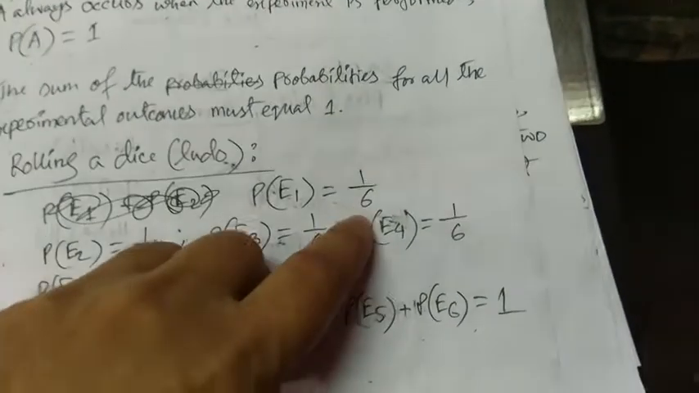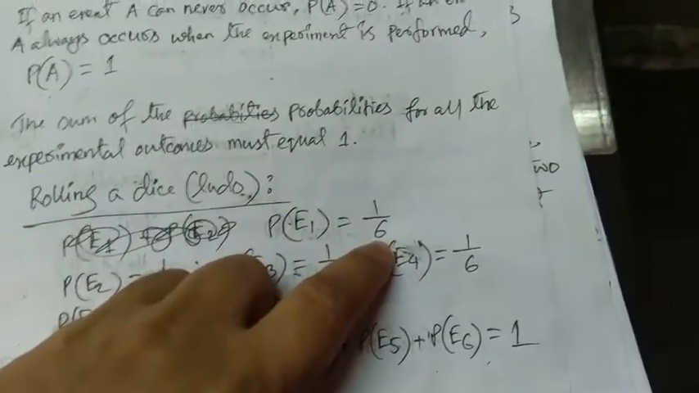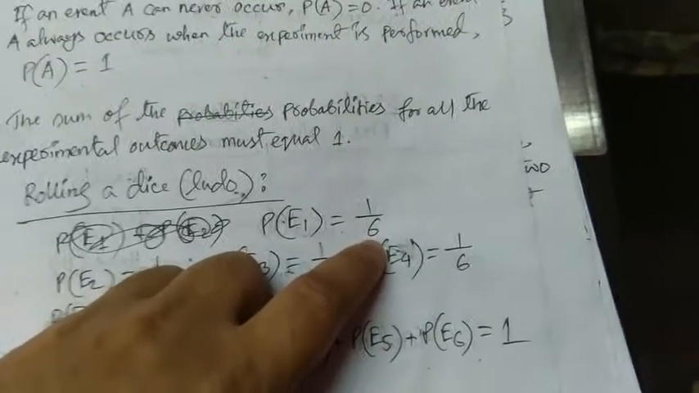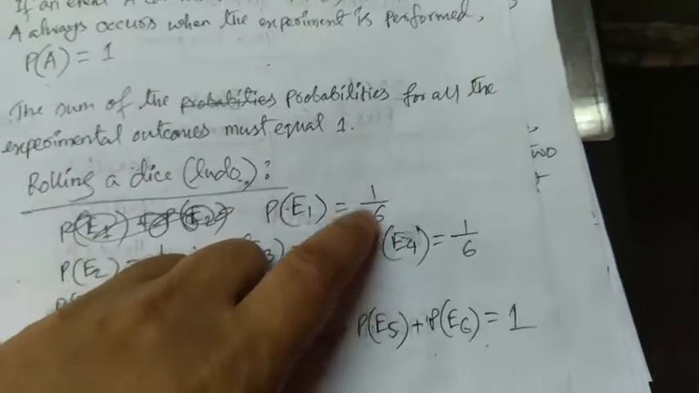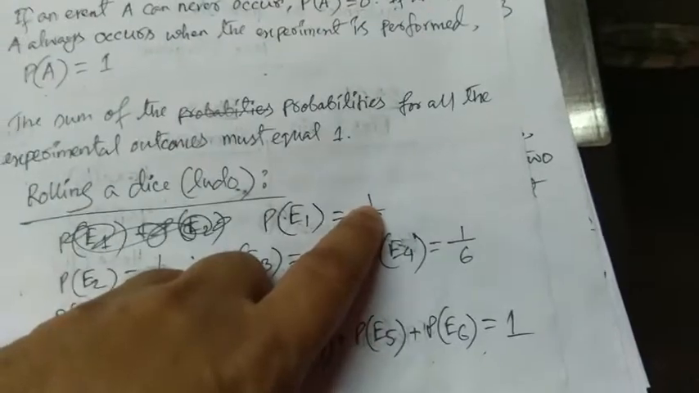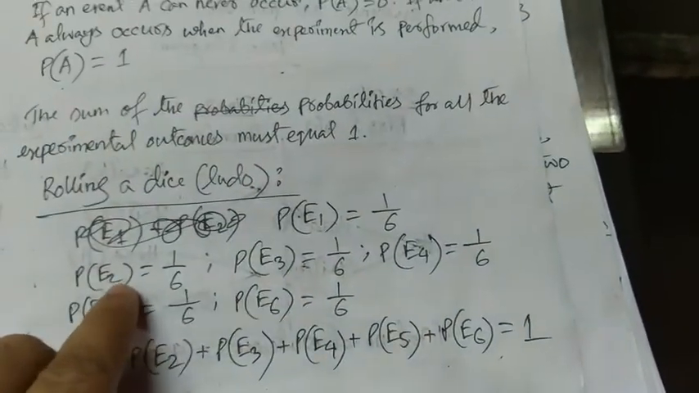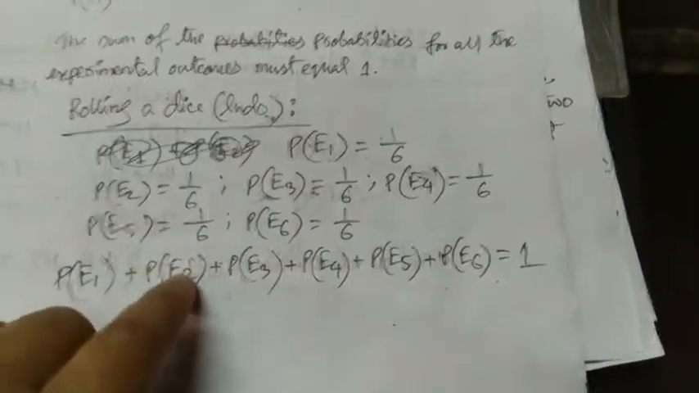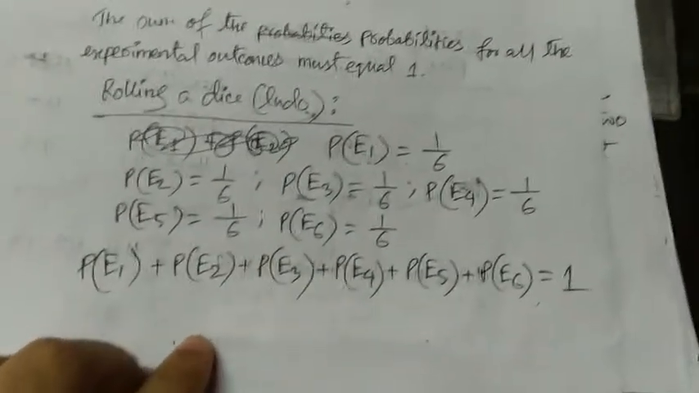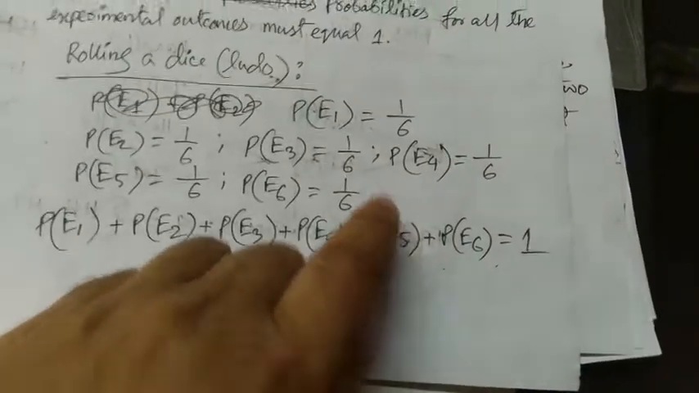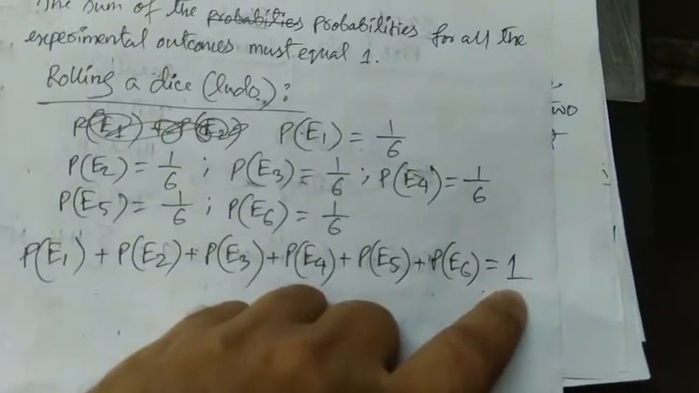So how do we get it? 6 is the total number of outcomes, so in the denominator we will have the total number of outcomes. In the numerator, 1 is only one outcome, so we will have 1. Likewise 2 is only one outcome, so we will have 1. In that way each one has equal probability. If you add the probability of each of these outcomes, 1 upon 6, 1 upon 6, 1 upon 6 and so on, your total probability will always be 1.